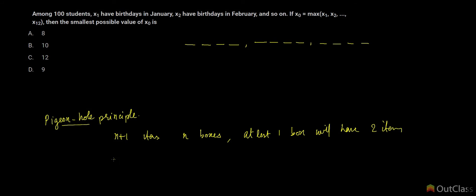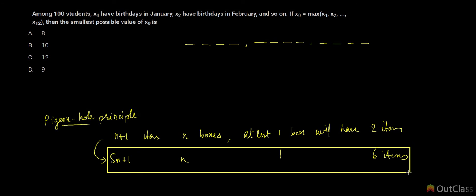And you can extend this to, let's say if I have 5n + 1 items and n boxes, at least one will contain 5 + 1, 6 items. That's basically what they're shooting for in this question.